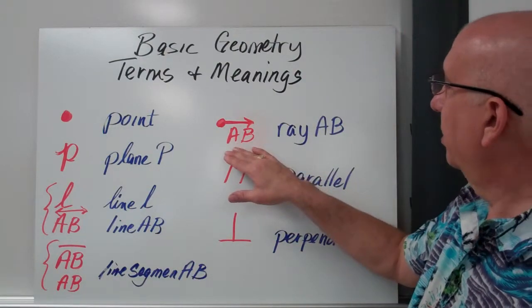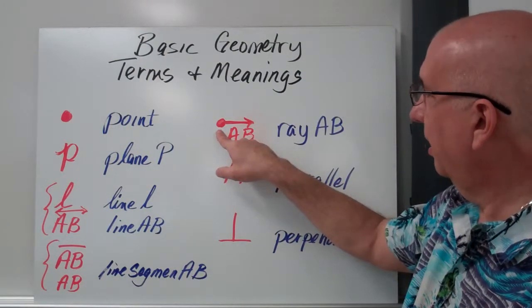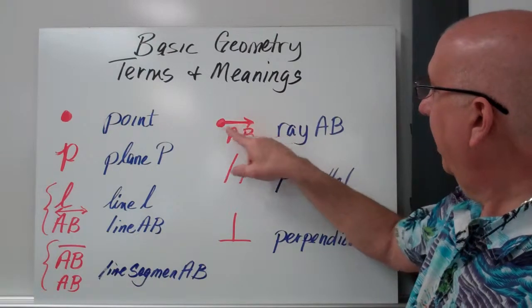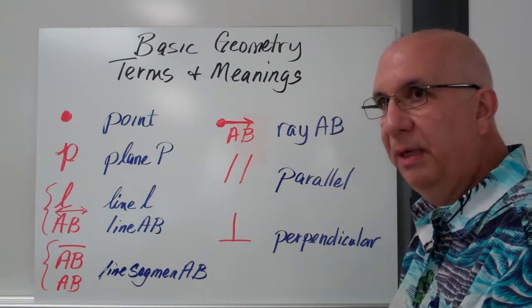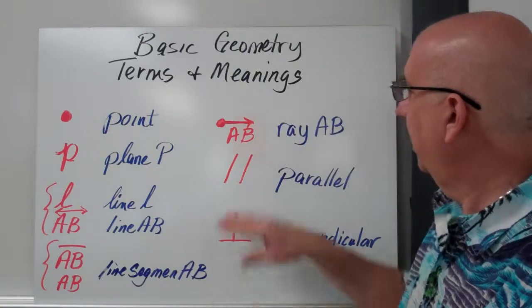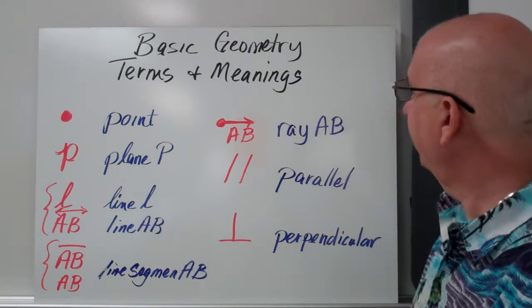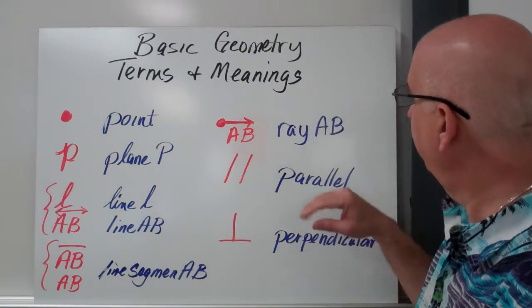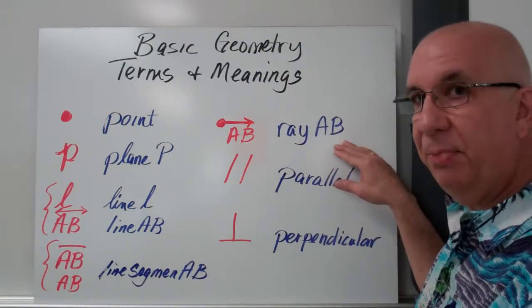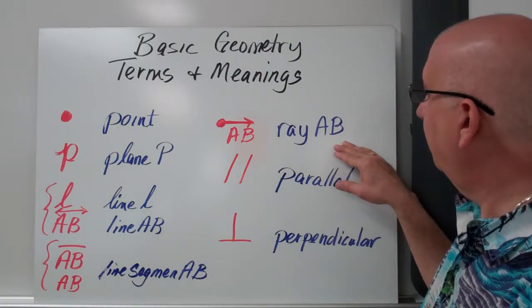The next one has a single endpoint and an arrow that goes in one direction. It does not go in both directions. With 2 points. 2 points determine also a ray, but it only goes in one direction. And this is read as ray AB.